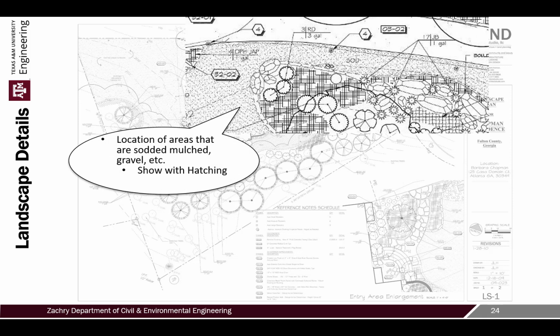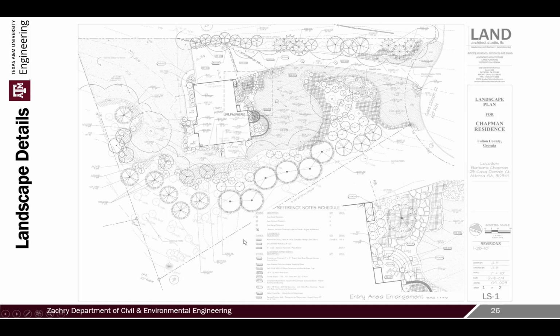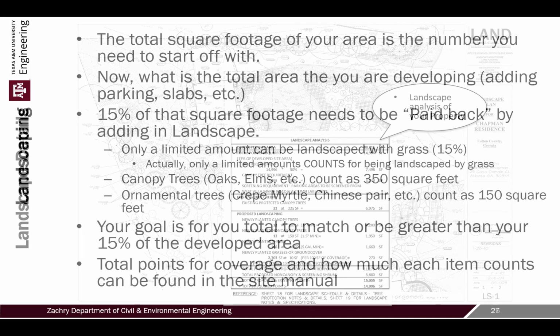You'll also notice they have a variety of trees here for their landscape plan, and they use different blocks for that. So if they're going to do that, they're going to need to have some sort of legend showing what each of them mean. And so like you have here queen palms and red maples and southern magnolia and things like that. And then they also show the hatching for the sod and things like that going in the area. And then you have your landscape analysis of your property. And I'm going to show how to do that in just a second.